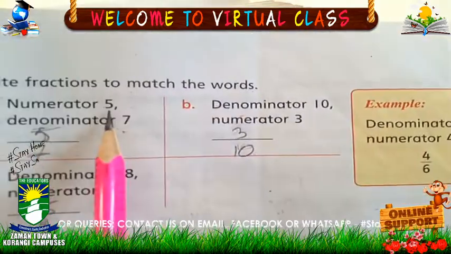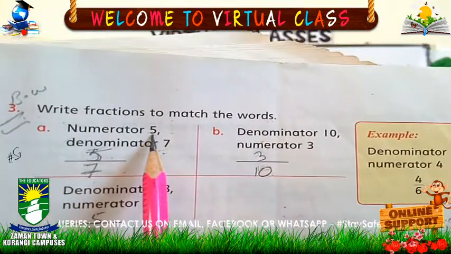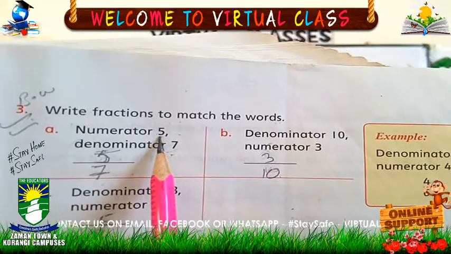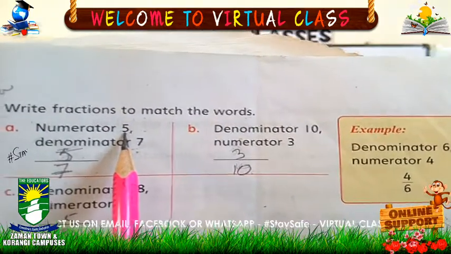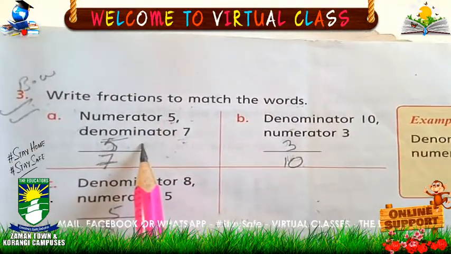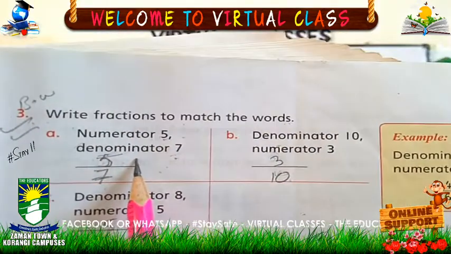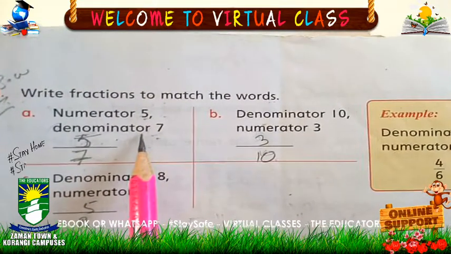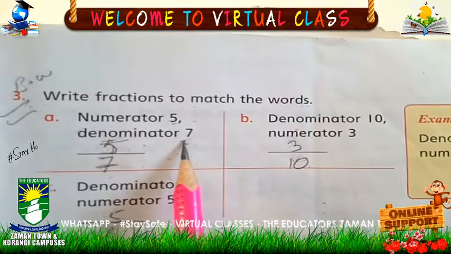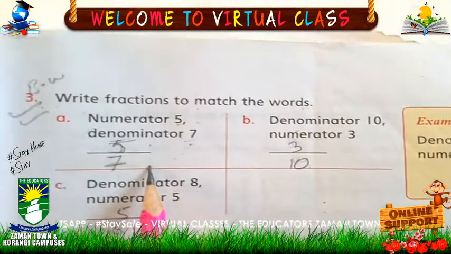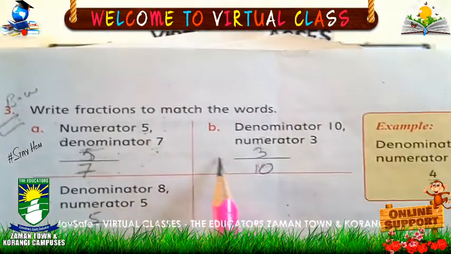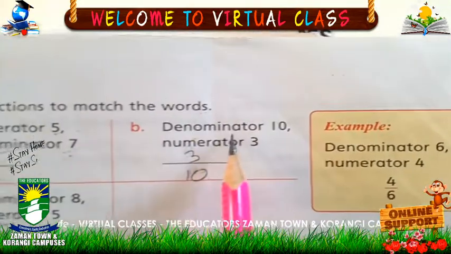The value of the numerator is 5. Where will we write it? We will write the value of the numerator at the upside, and where will we write the value of the denominator? We will write the value of the denominator at the downward. Okay, come on to the B part.